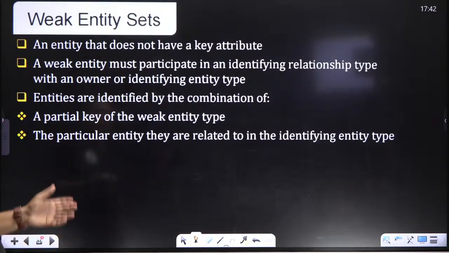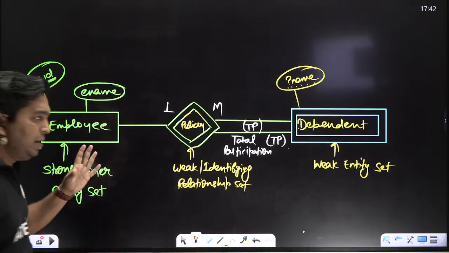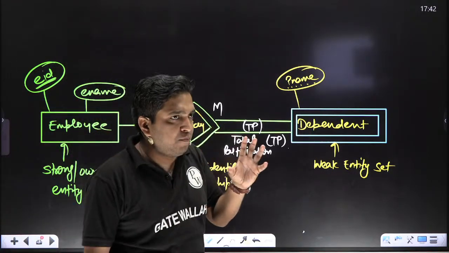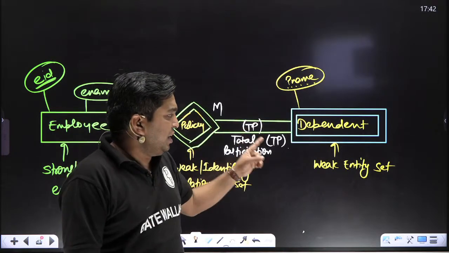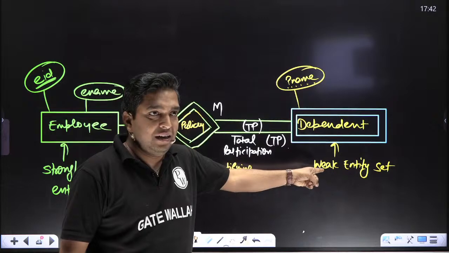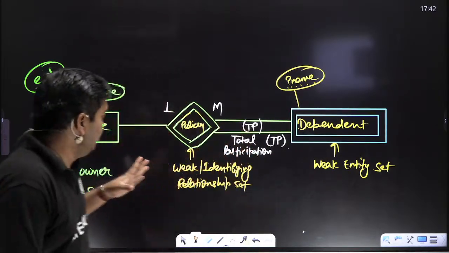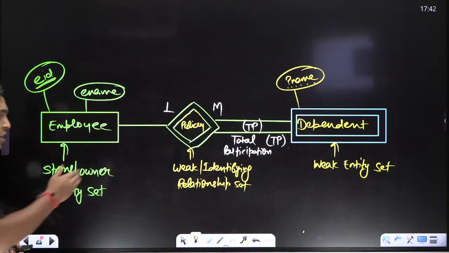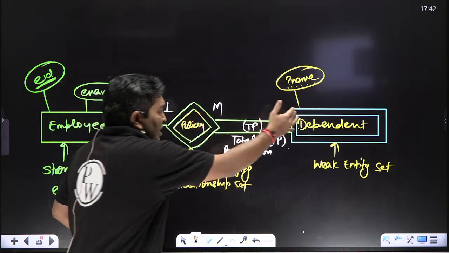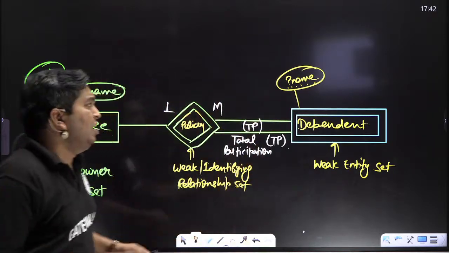Listen carefully. First of all, for the weak entity set, there are some points. What are the points? A weak entity set is represented by a double rectangle. The weak relationship set, the identifying relationship, is a double diamond. This is asked already. And what is the cardinality ratio? One to many. And from the weak relationship set to the weak entity set, there is a total participation.